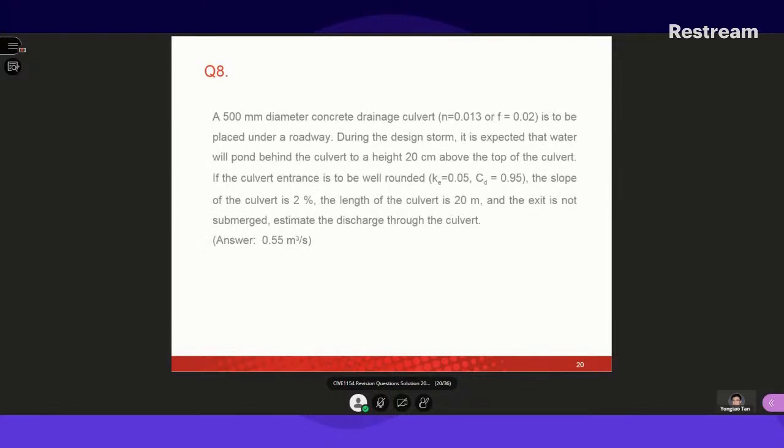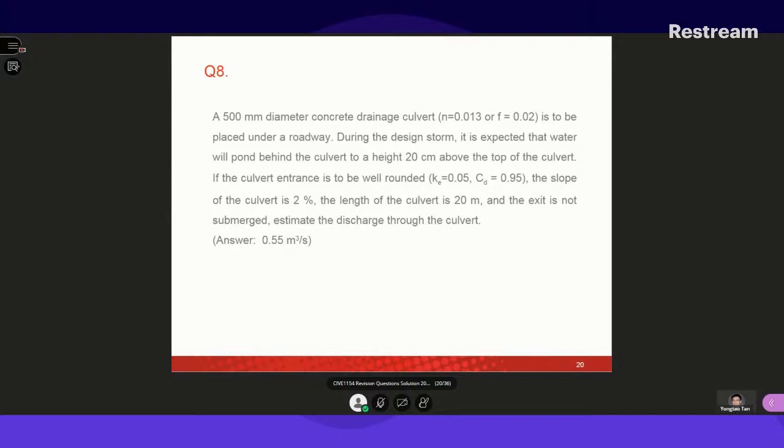So next one is question 8. This question is about a 500 millimeter diameter concrete drainage culvert to be placed on the roadway. It is said that the water will pond behind the culvert to a height of 20 cm above the top of the culvert. If the culvert entrance is to be well rounded and the slope is 2%, the length 20 meters, and the exit is not submerged, estimate the discharge through the culvert.